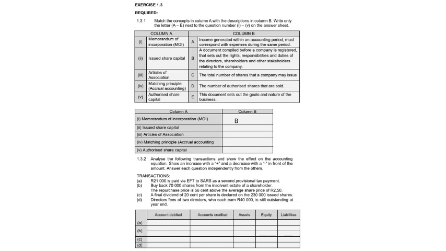Then II, issued share capital, that would be D, the number of authorized shares that are sold. So let's enter the answer D. III, articles of association would be E. This document sets out the goals and nature of the business. So let's write down E.